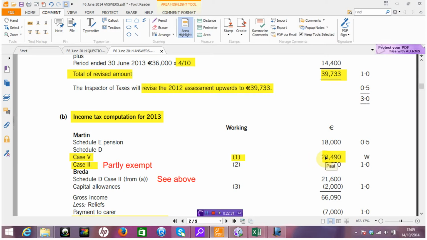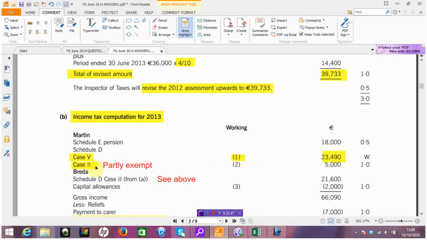Draw your attention to the format and how clearly this answer is laid out. Obviously, the examiner and your markers have the benefit of time, and that we don't in the exam. But really, do try to annotate your income tax computation with your workings.